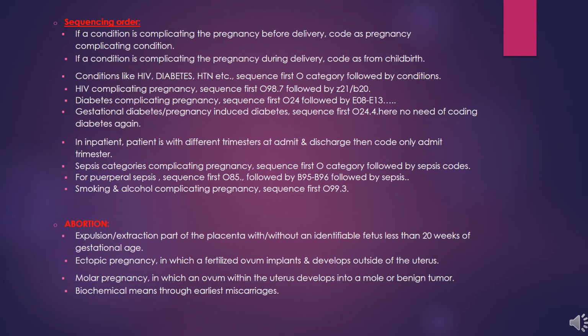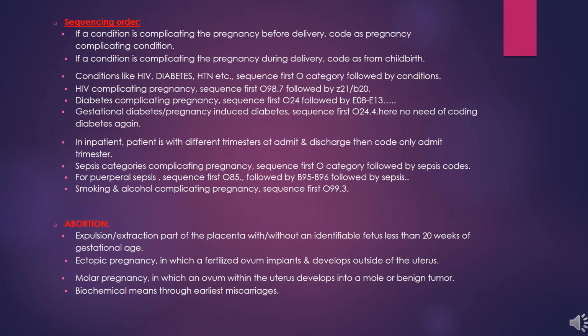HIV complicating pregnancy: sequence O98.7 first, followed by B20. Diabetes complicating pregnancy: sequence O24 first, followed by E08 to E13. Gestational diabetes, pregnancy induced diabetes: sequence O24.4 first. No need of coding diabetes again. In inpatient, if the patient is in different trimesters at admission and discharge, then code only the admission trimester.